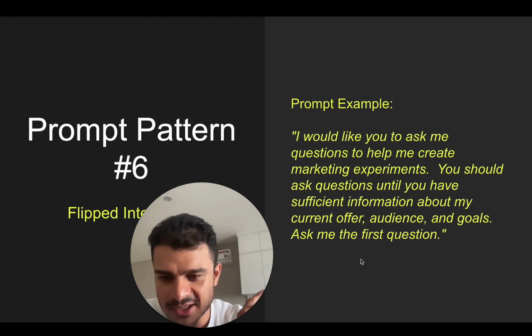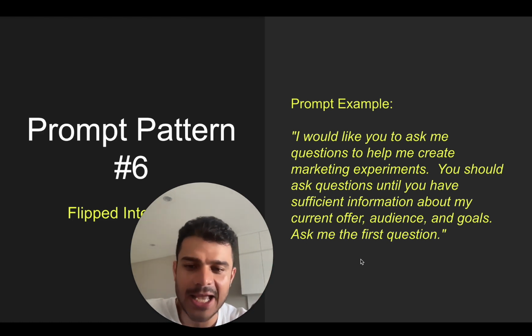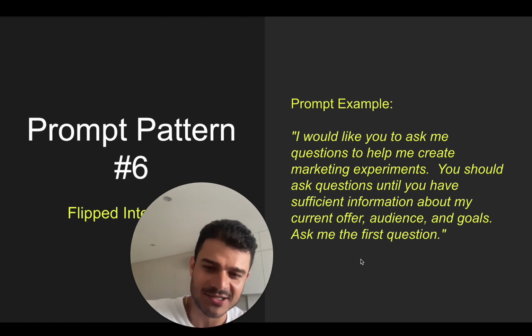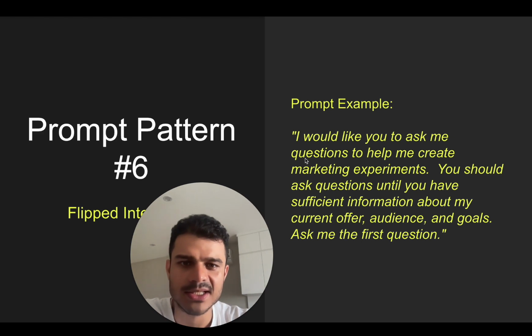So you could flip the interaction. You could instead ask the AI model to tell you what you should tell it in order to get the answers, right? So here's an example. I would like you to ask me questions to help me create marketing experiments.